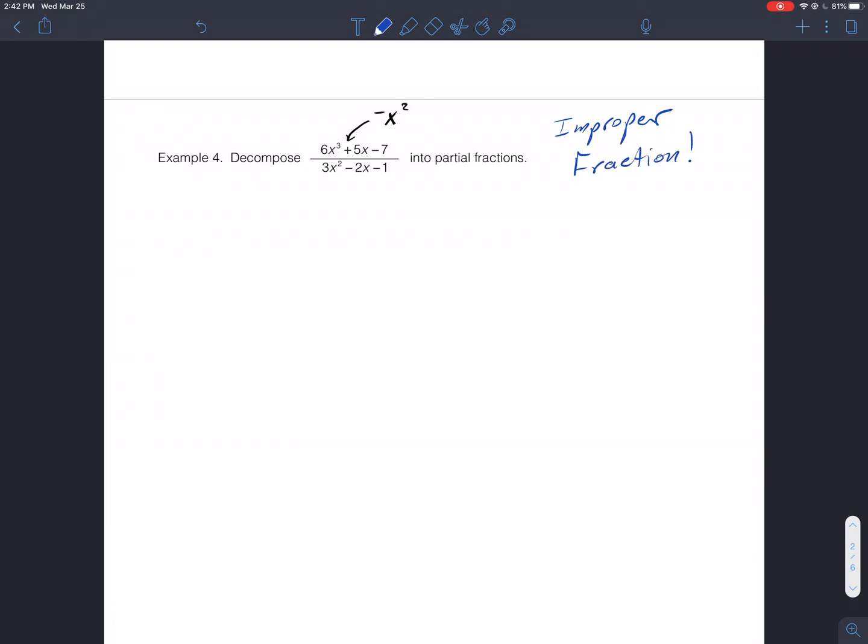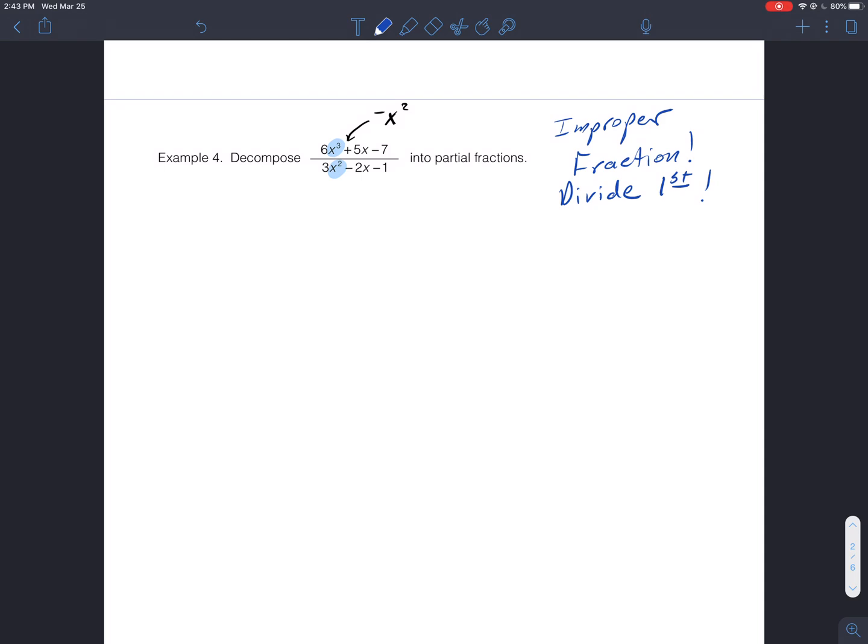It's an improper fraction. We need to divide first. We need to break this thing down. If it's an improper fraction, how do I know it's an improper fraction? Because the numerator has a higher degree than the denominator. If the numerator has a higher degree, then you need to start out with division. And this is long division.